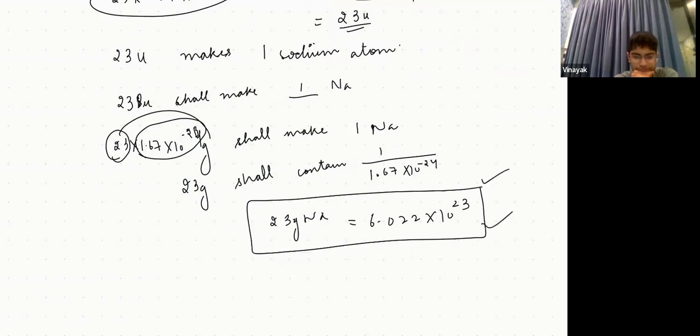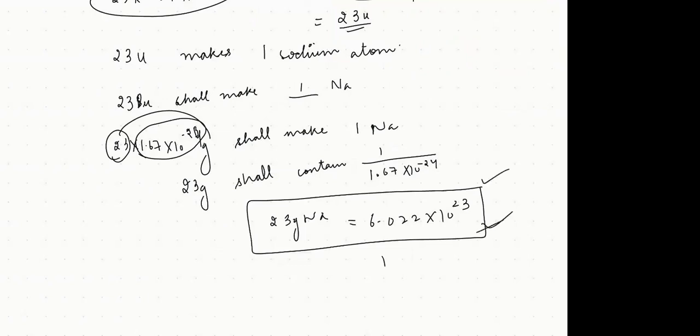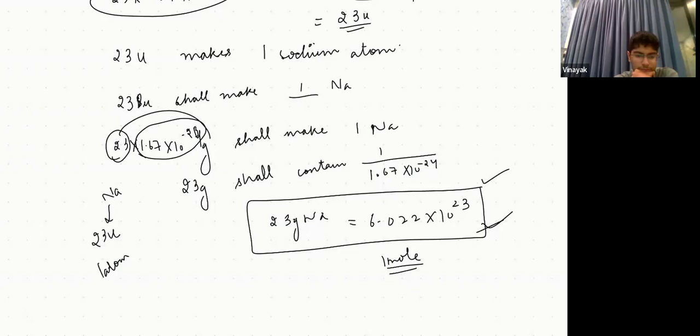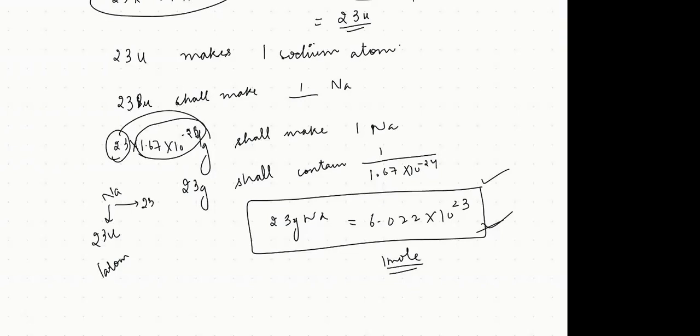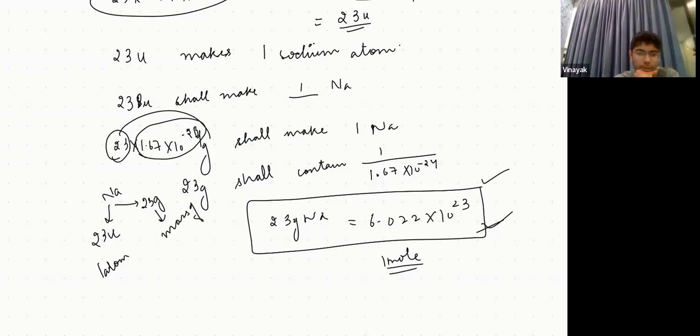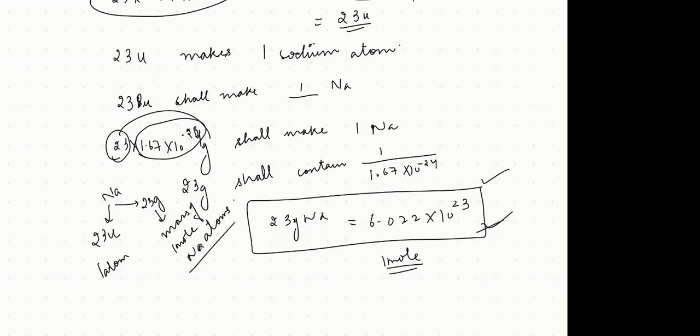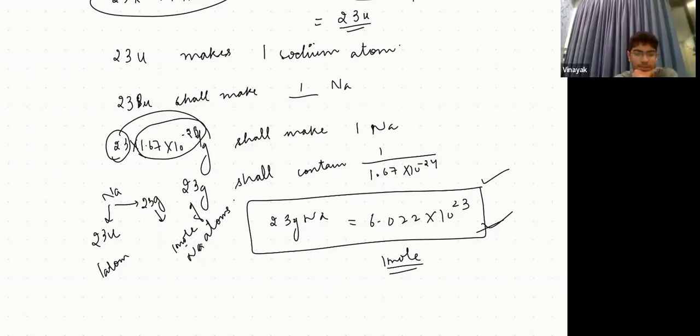So this is where this number called 1 mole came. If you say 23 u, it is the mass of one sodium atom. But instead of u, if you just put 23 grams, that would be the mass of 1 mole of sodium atoms. Are you understanding or not? Got my point?